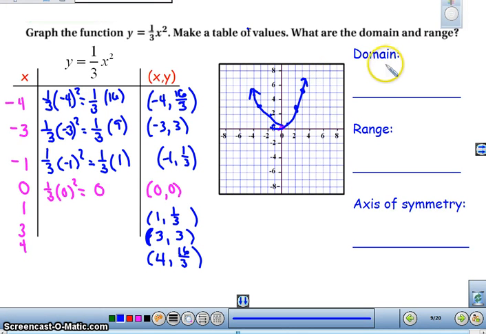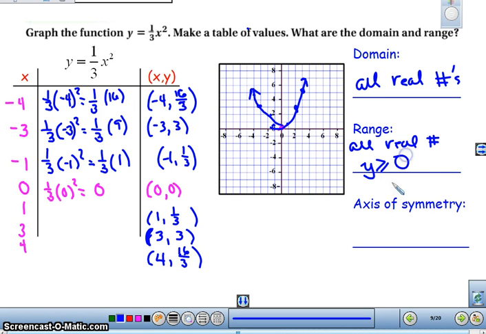When we're asked about our domain, going back to earlier this year, the domain is all the x values. If we are thinking about what is our domain, we should have all real numbers. Every value of x can be put in. What is our range? Well, notice our graph goes everything above 0. So we're going to say it is all real numbers where y is greater than or equal to 0.